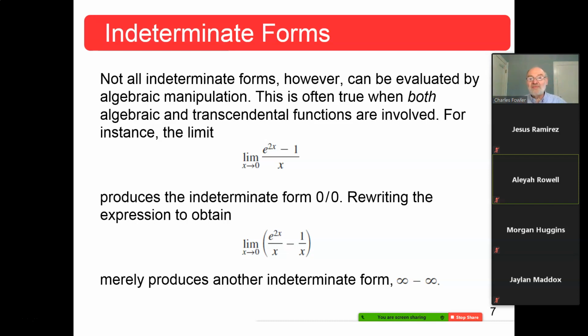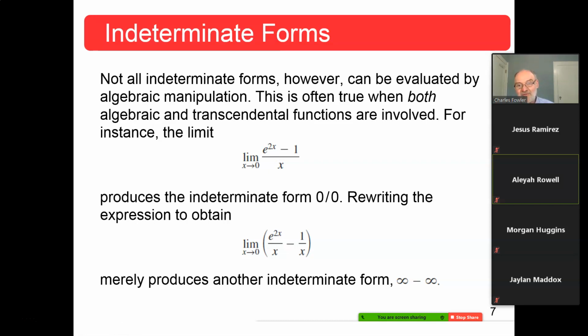Not all indeterminate forms, however, can be evaluated by algebraic manipulation. It'd be great if they could, but they can't. This is often true when algebraic and transcendental functions are involved, both of them that you can't really fiddle with too much. For instance, here's the limit as x approaches 0 of e^(2x) minus 1. Same thing we had before in our numerator, but now the denominator is just x. As x approaches 0, 2 times 0 is 0, e^0 is 1, 1 minus 1 is 0 over 0, indeterminate.